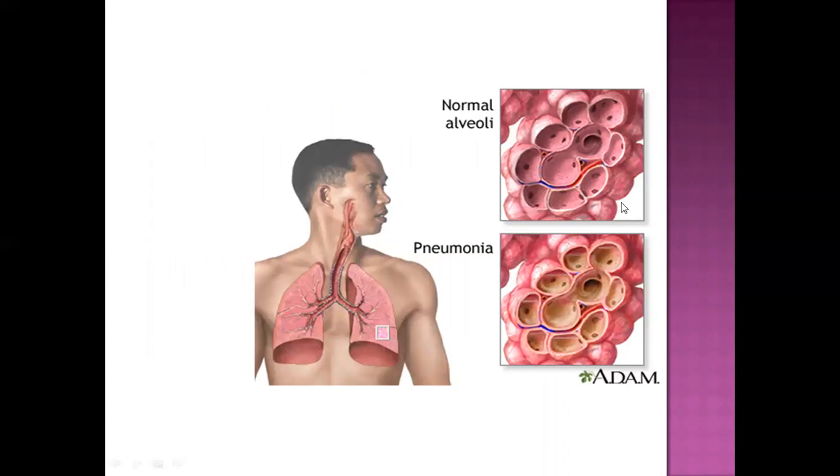There is a picture with a comparison. This is a normal alveoli, while this is an alveoli which is a sufferer of pneumonia. Because of chest infection and inflammation, there are deposits of the product of infection.